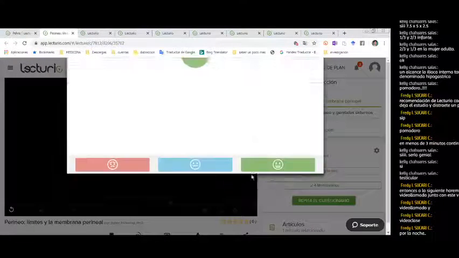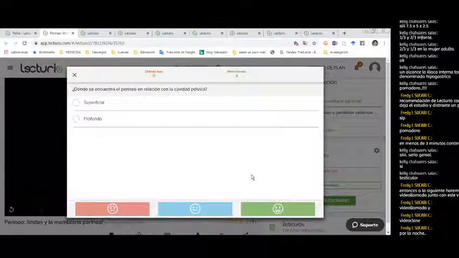Preguntitas. ¿Dónde se encuentra el perineo en relación con la cavidad pélvica? El perineo está por debajo, está inferior a la cavidad pélvica, o si no, está en un plano superficial a la cavidad pélvica. Ya.